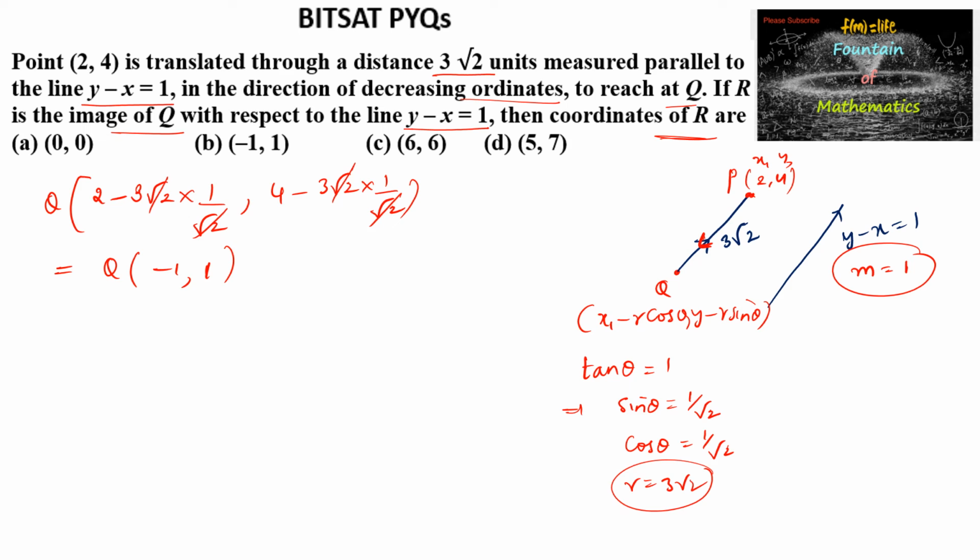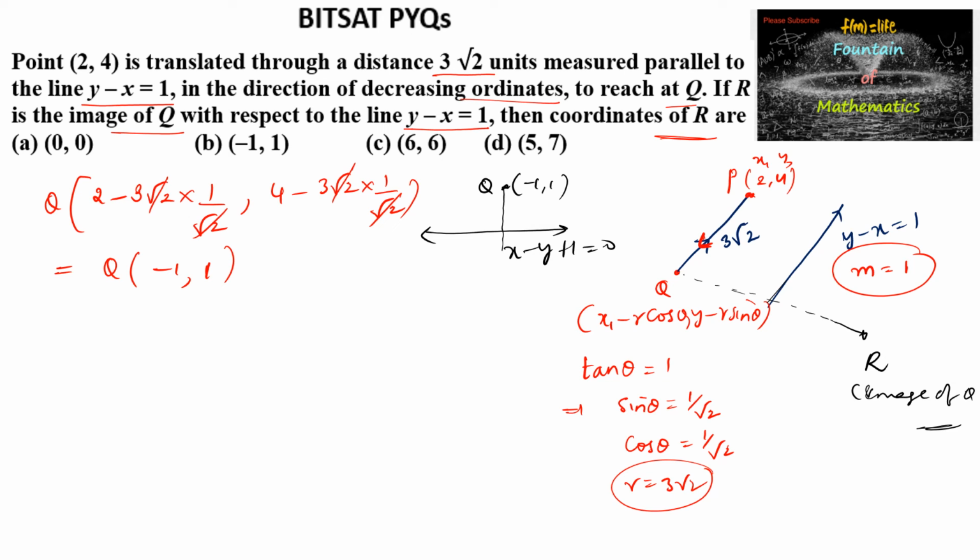Now we need to find the image of the point Q with respect to the line. So we need to find the image of this point. Say this is R, the image of Q. So the image of the point concept: if Q is the point minus 1 comma 1, with respect to the line y minus x minus 1 is equal to 0, or minus x plus y minus 1 is equal to 0, this can also be written as x minus y plus 1 is equal to 0.